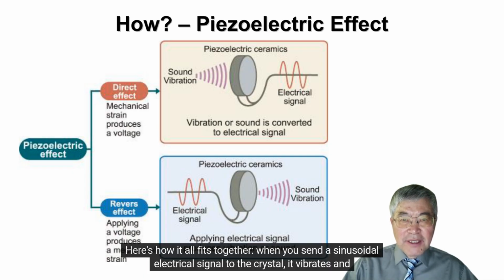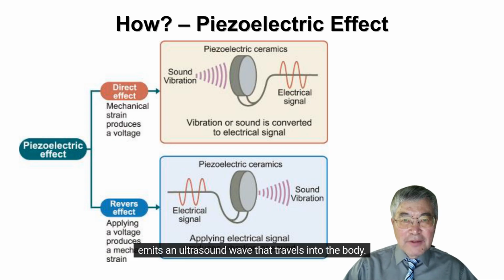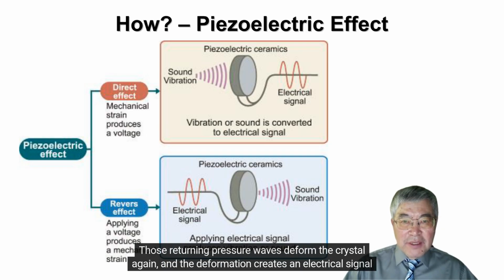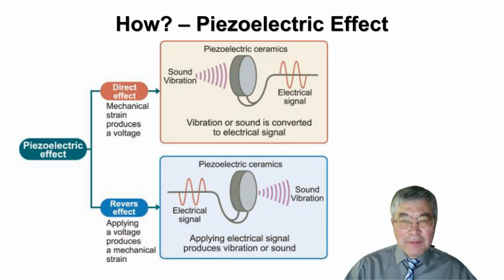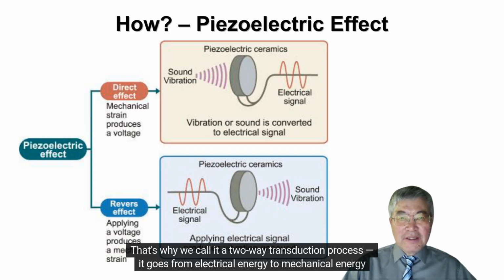Here's how it all fits together. When you send a sinusoidal electrical signal to the crystal, it vibrates and emits an ultrasound wave that travels into the body. The wave reflects from tissue boundaries and returns to the transducer. Those returning pressure waves deform the crystal again, and the deformation creates an electrical signal that can be measured. That's why we call it a two-way transduction process.